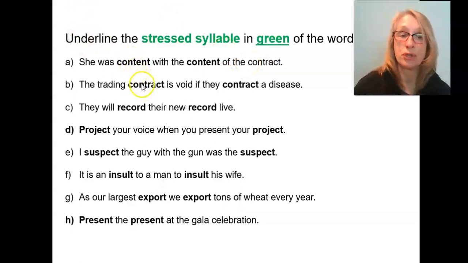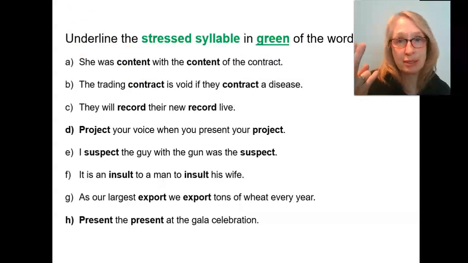So for adjectives and verbs, the stress is on the second syllable. For nouns, the stress is on the first syllable. So we'll do the first 2 sentences together. Then you can pause the video and underline where the stress is for each of the words in bold. And then you can also think about practicing those sentences, and then we'll do it together.